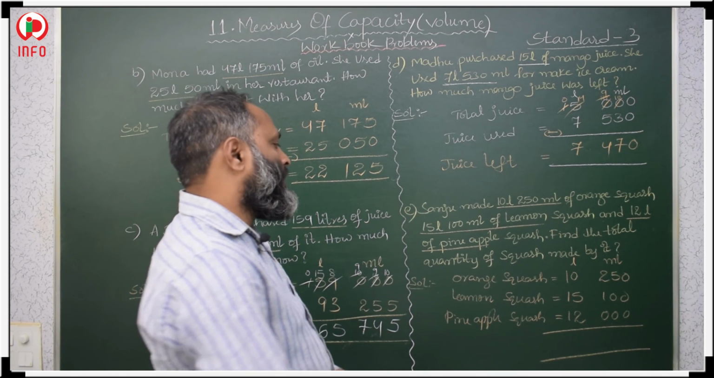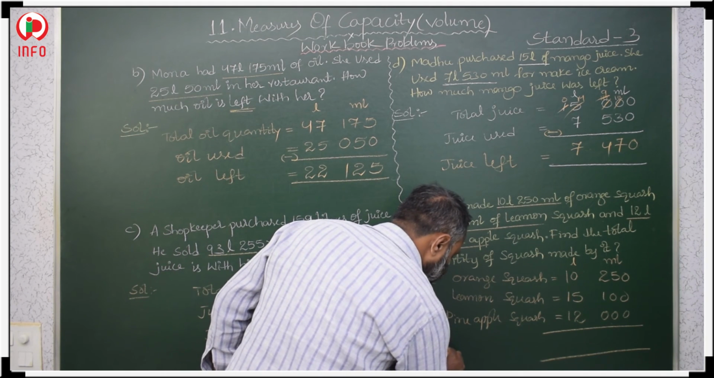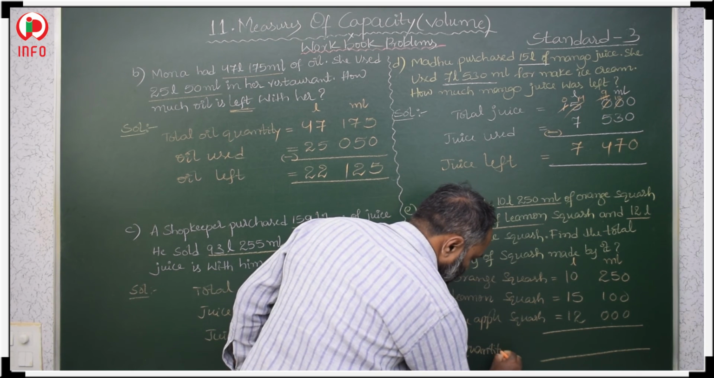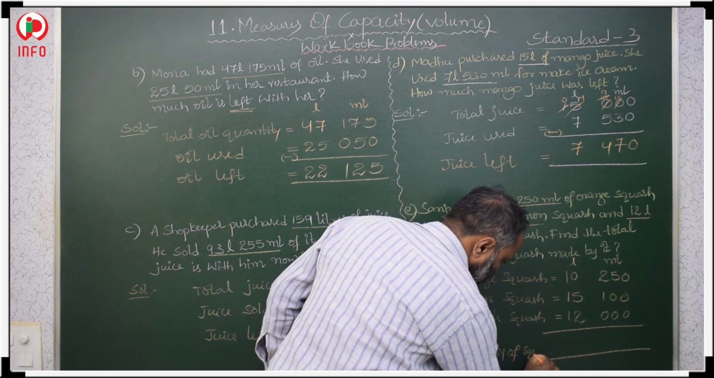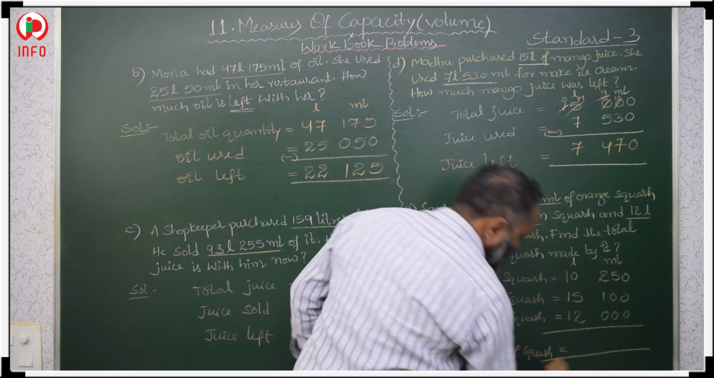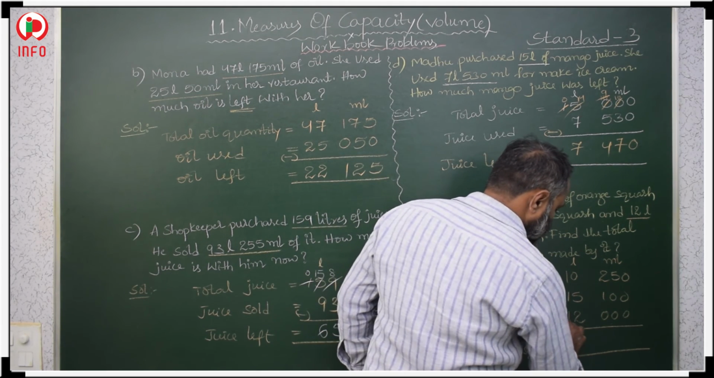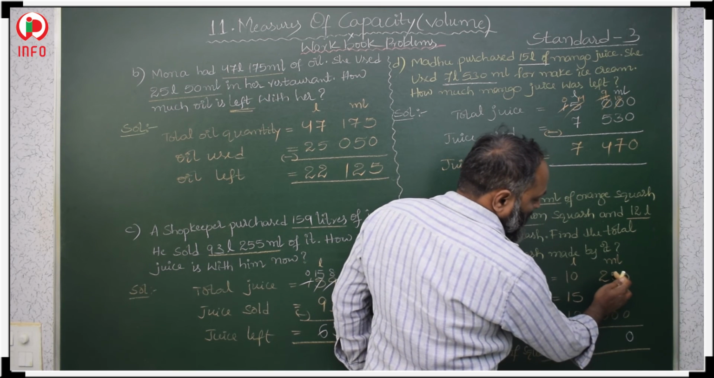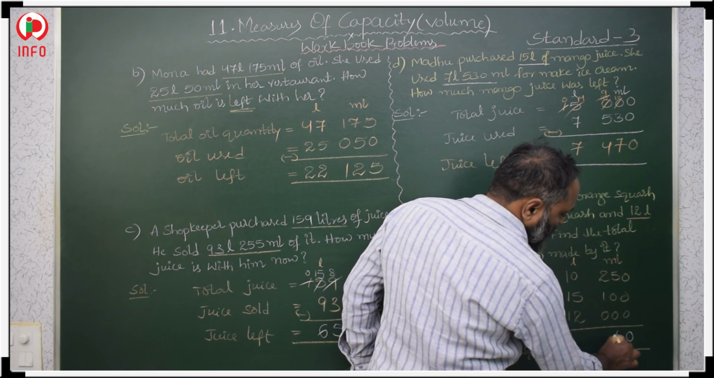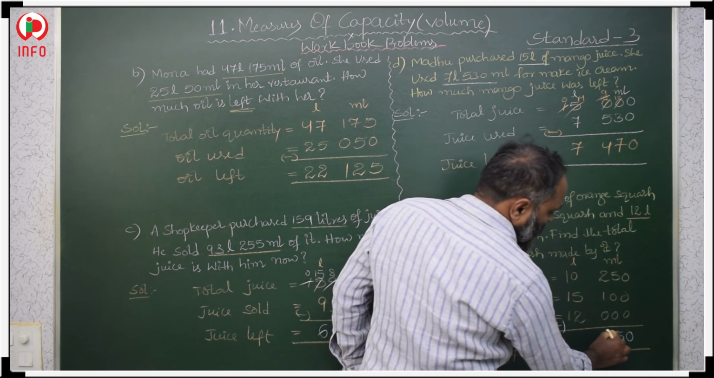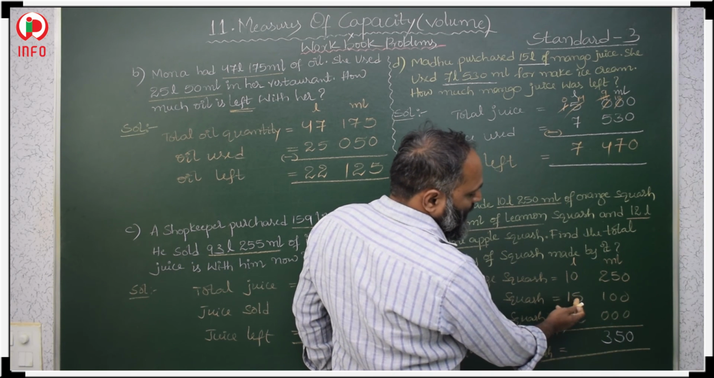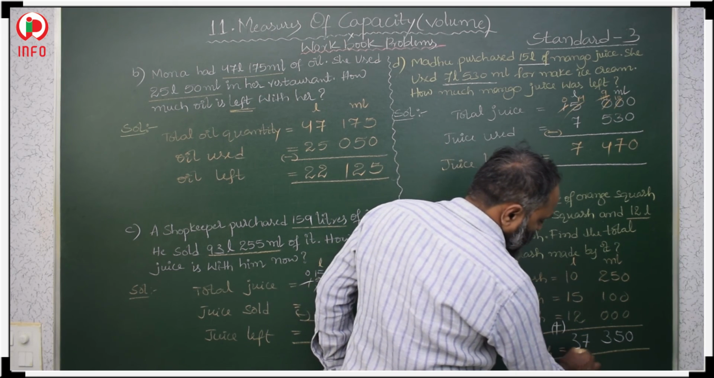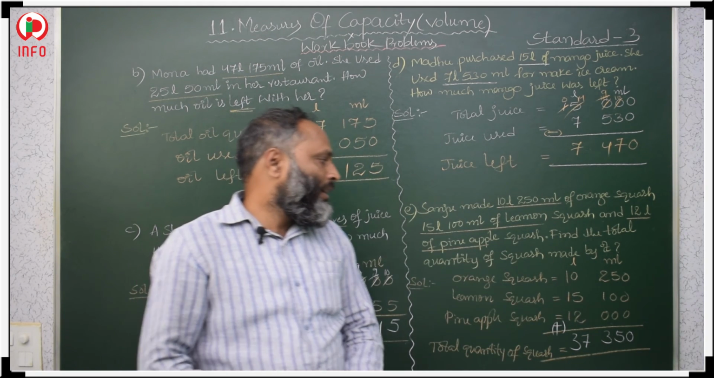Then total quantity of squash, then add. 0 plus 0, 0. 0 plus 0, 0. 5 plus 0, 5. 5 plus 0, 5. 2 plus 1, 3. 3 plus 0, 3. 0 plus 5, 5. 5 plus 2, 7. 1 plus 1, 2. 2 plus 1, 3. 37 liters, 350 milliliters. Okay.